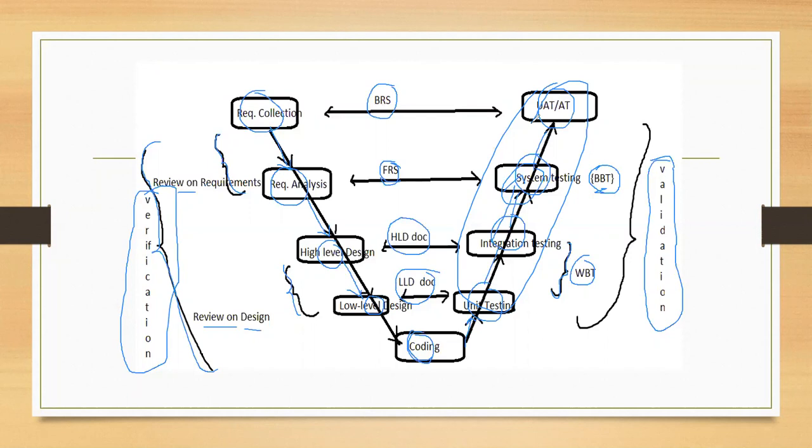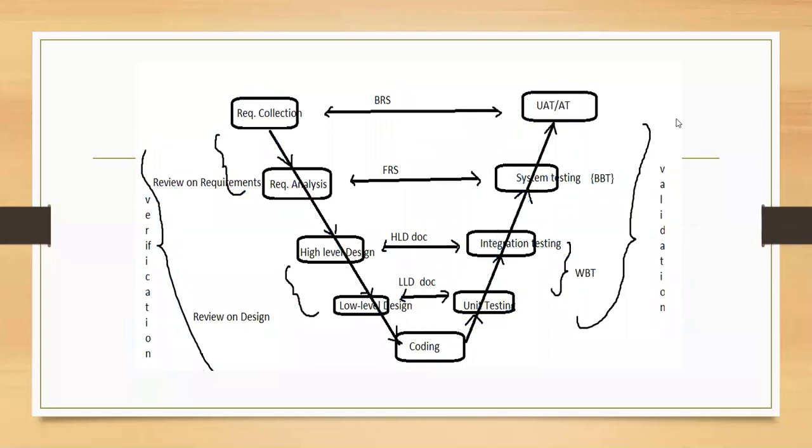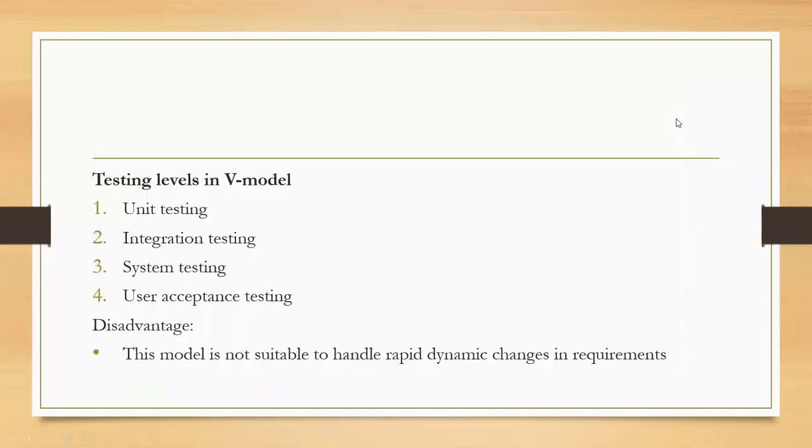The meeting point of verification and validation in the V model is coding. What are the different kinds of testing levels in this V model? We have unit testing, integration testing, system testing, and user acceptance testing.